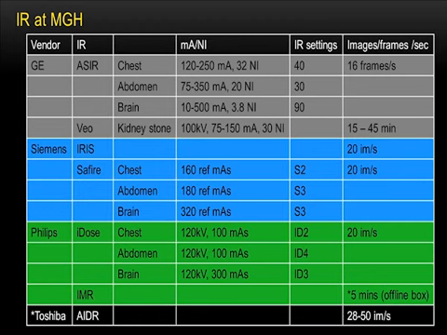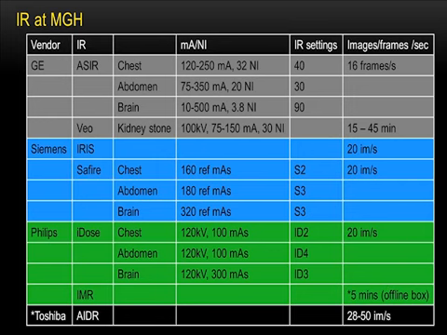And Siemens has Iris, which is also instantaneous. We don't have this technique as of now, but there are other institutes I'm aware of that are using it. And SAPPHIRE, we do a routine chest CT with this reference mAs at S2 setting. With abdomen, we're using S3 setting, and with brain, we're using S3 setting.